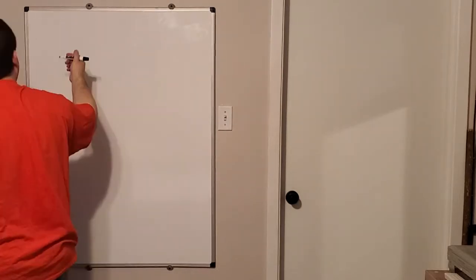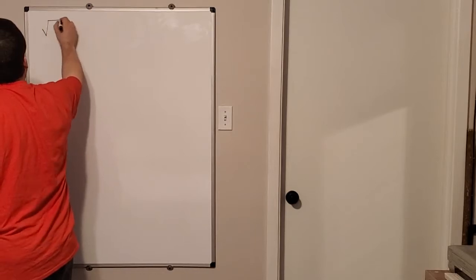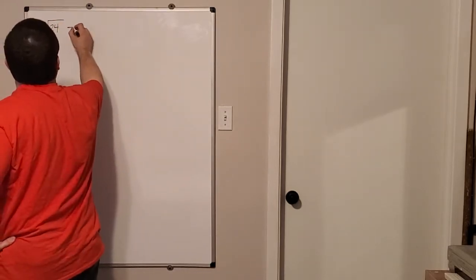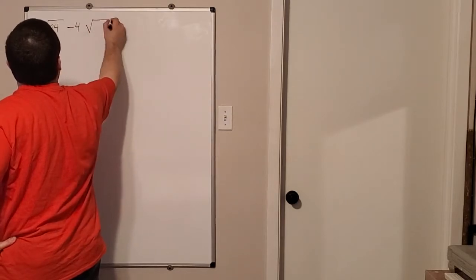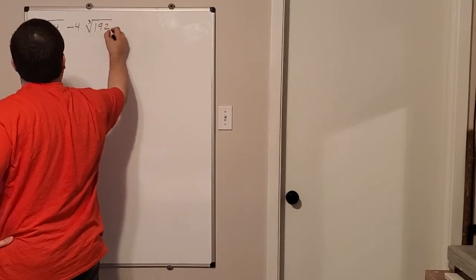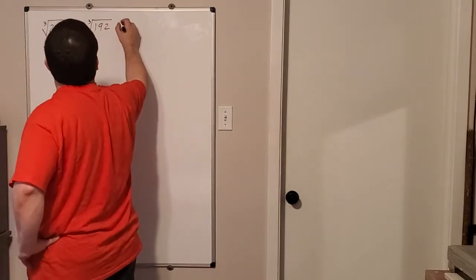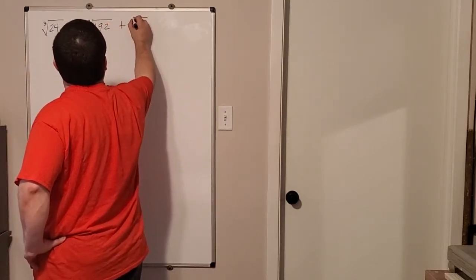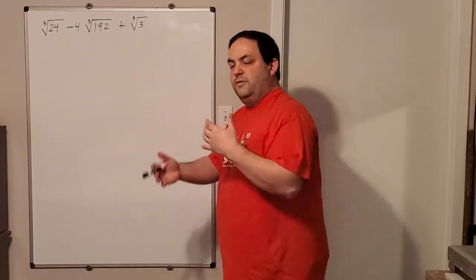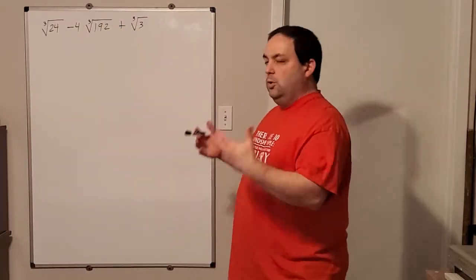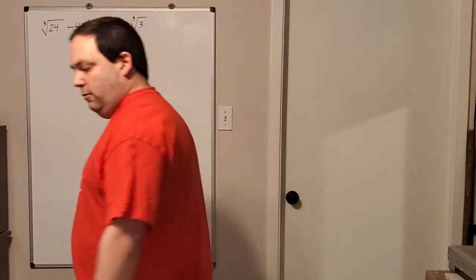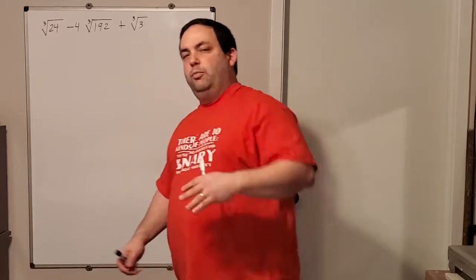I have third root of 24 minus 4 third root of 192 plus third root of 3. And square roots feel kind of natural because we do a lot of squaring of numbers. It's even in our times tables, right? Third root, let's go ahead and do the full process here.